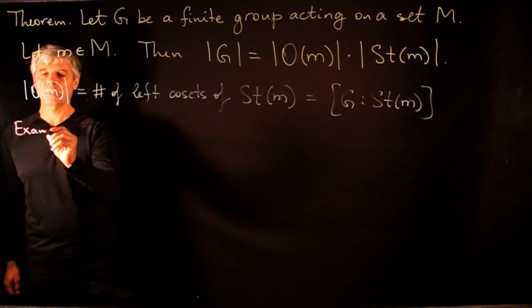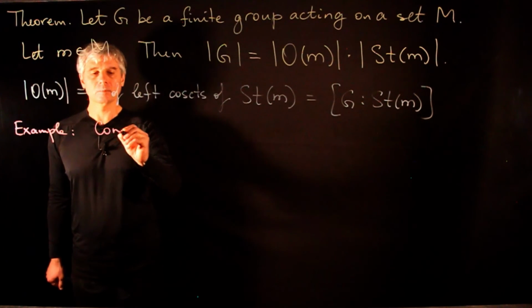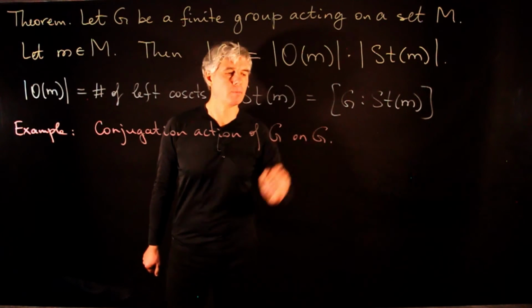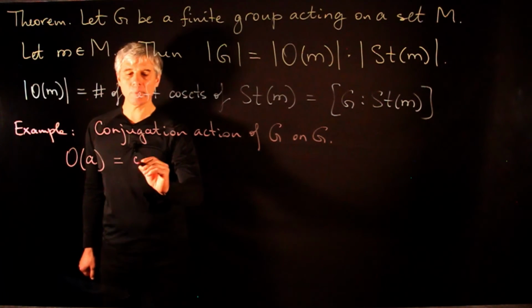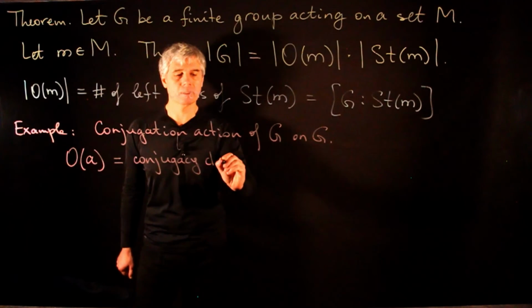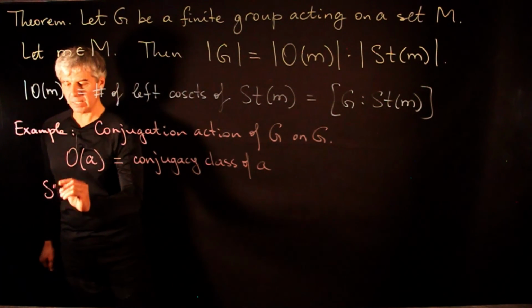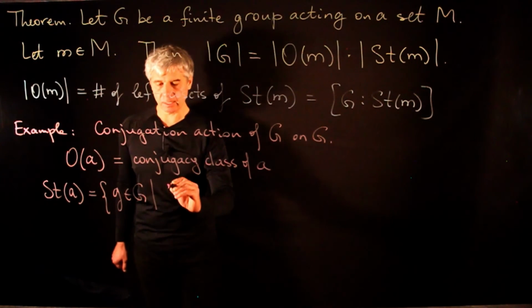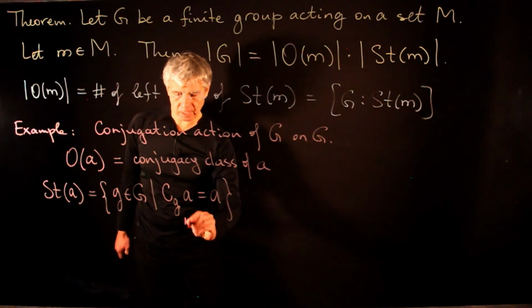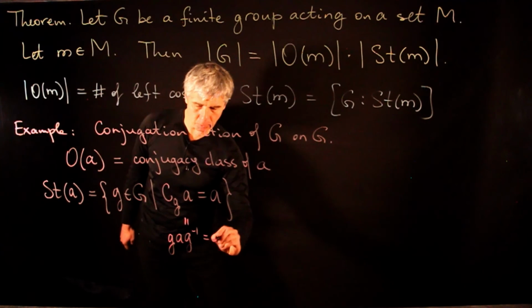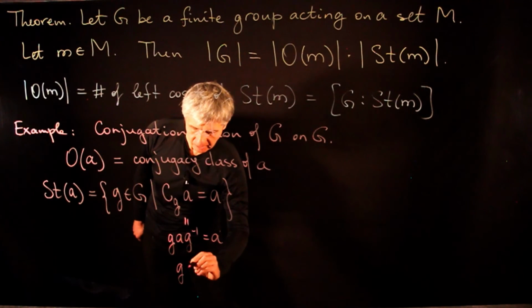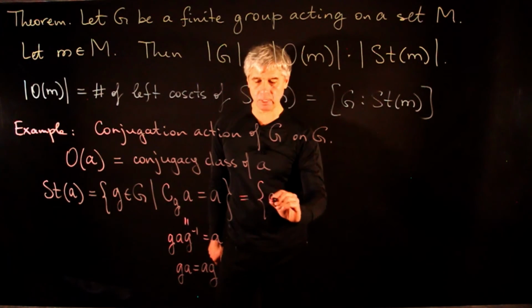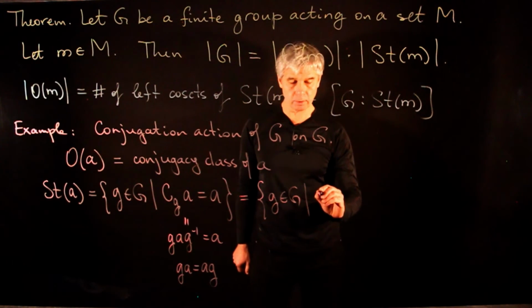As an example, let us consider the conjugation action of a group G on itself. So here we said that the orbit of an element A is the same as a conjugacy class of A. So what is the stabilizer of an element A? This is the set of all elements G in the group such that conjugation by G acting on A is equal to A. So this condition can be expressed as G A G inverse is equal to A, or this is also equivalent to G A is equal to A G, if we multiply on the right by G both sides. And so this can be expressed as a set of elements G in the group that commute with the element A.